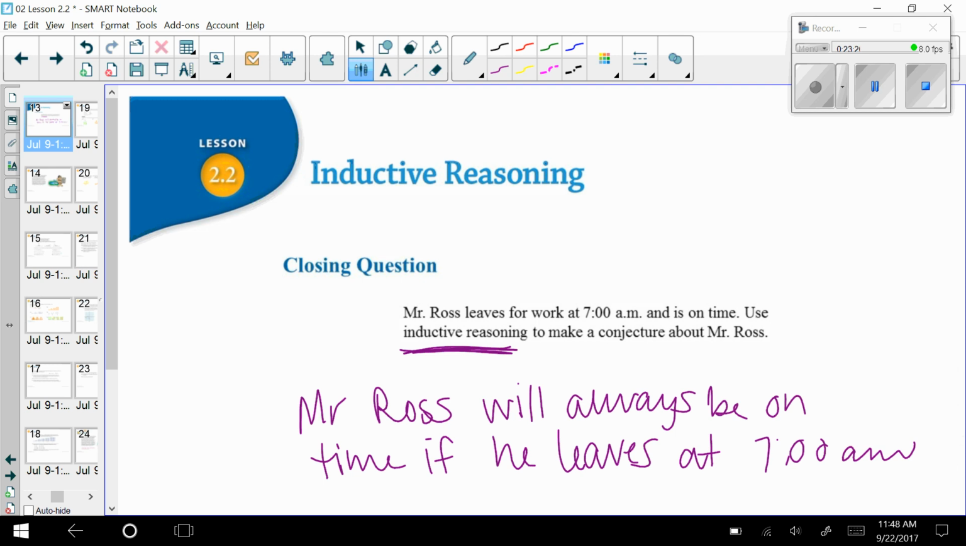Now, of course, there could be a counterexample, so we can't say that this is always going to be true, but based on the information we have so far, we have not found a counterexample. But at some point, maybe there's an accident on the way to work, or maybe there's a traffic jam, or maybe his car breaks down. So that's not always necessarily going to be true, but that's our conjecture based on the evidence that we have.